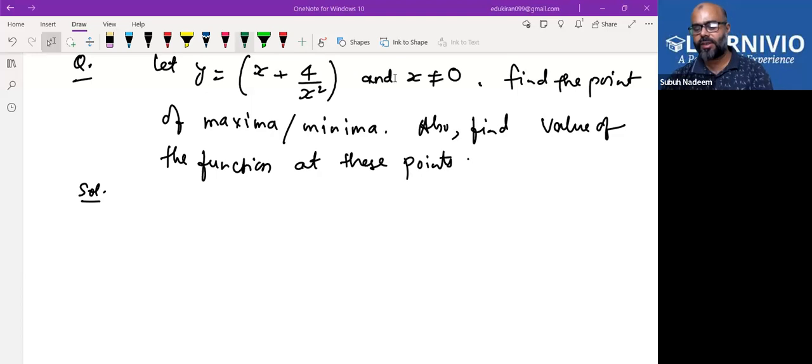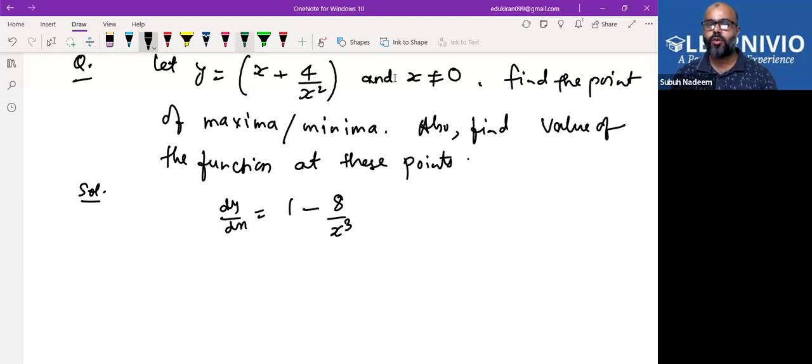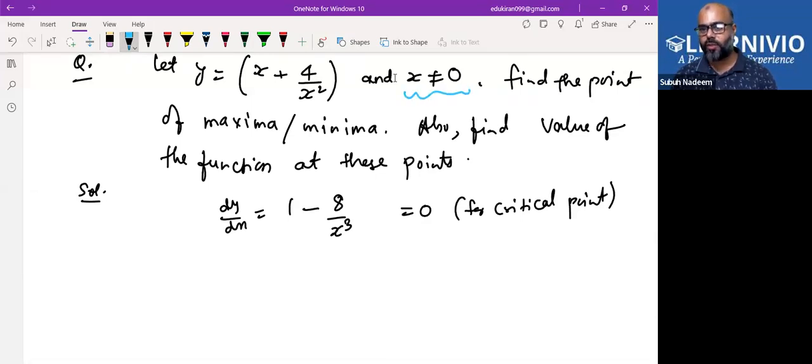How are you proceeding with it? What is the derivative of this function? What is dy by dx? It is 1 minus 8 by x cube. Yeah, correct. Now, what you have to do is equate it to 0 for critical point. Undefined, you cannot take, because if you want to take undefined, then you have to take x as 0. But already in the question, x is not equal to 0 because the function is not defined at x equal to 0. So you can't take infinity or undefined.